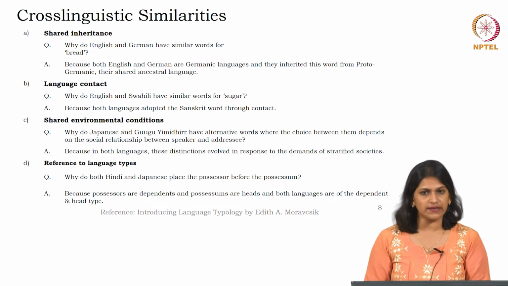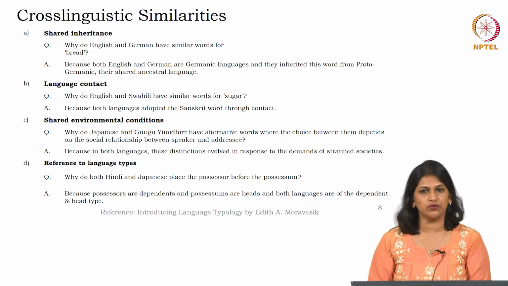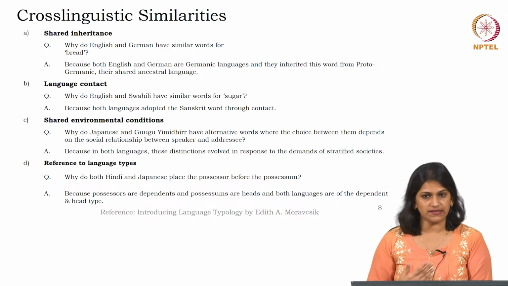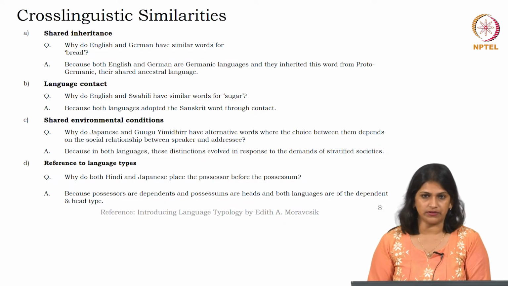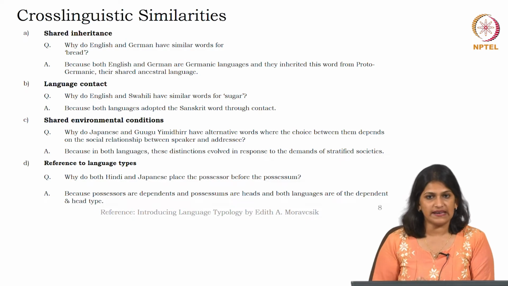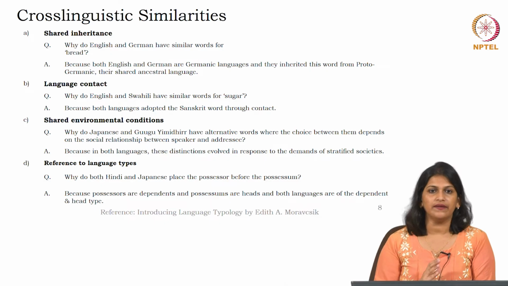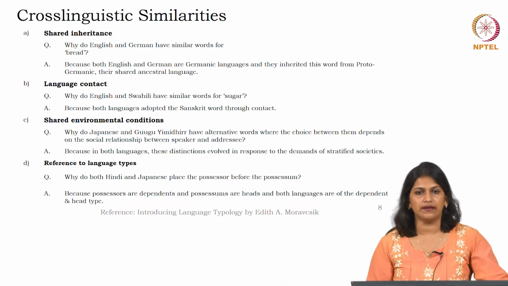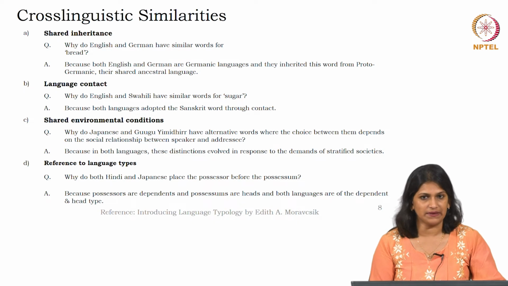There could be more reasons to it. My suggestion for you would be to read Moravcsik's book, Introducing Language Typology, published by Cambridge University Press, for better information, or to know more about the data points that have been discussed over there. But these are the primary explanations that can be invoked if we try to find out the cross-linguistic similarities.